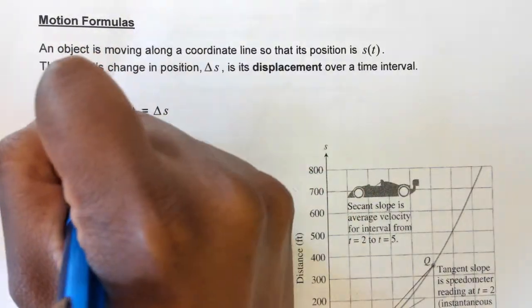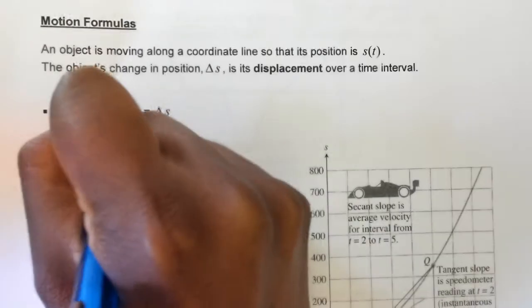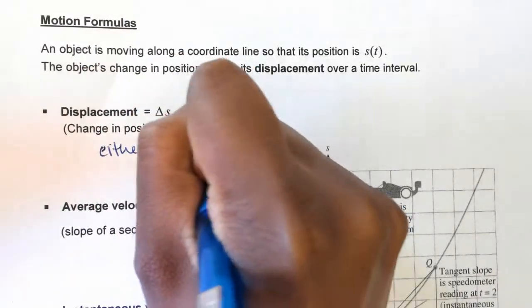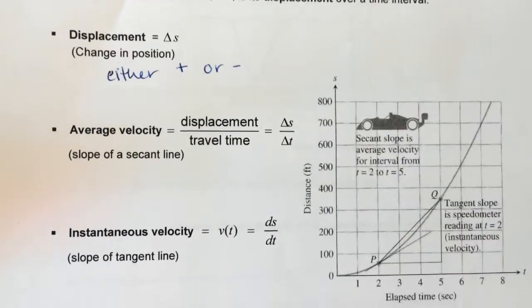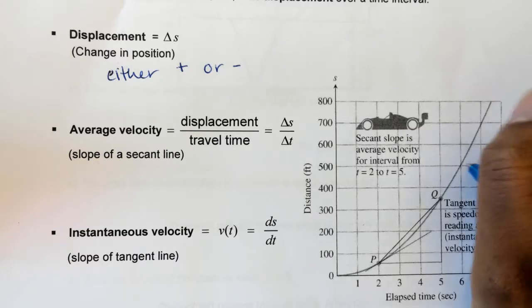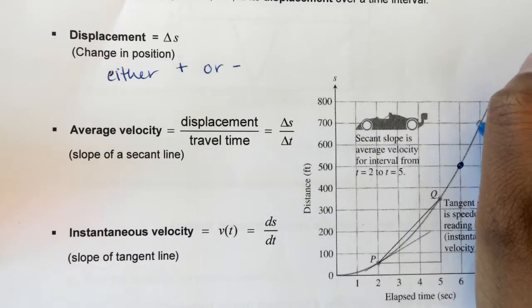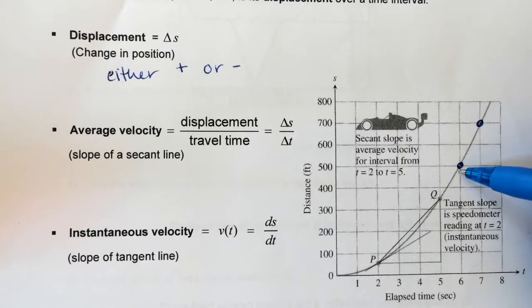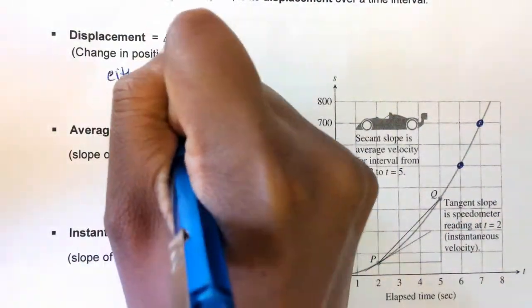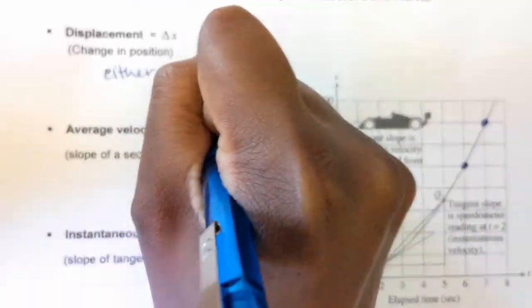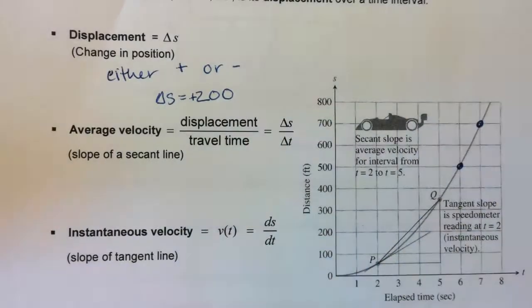So displacement will have a direction. It'll either be positive or negative. So if we look at this graph, if I were to pick 2 points on this graph, let's say I pick this point here and this point here. The displacement would be from 700 to 500. So the displacement would be a positive 200.